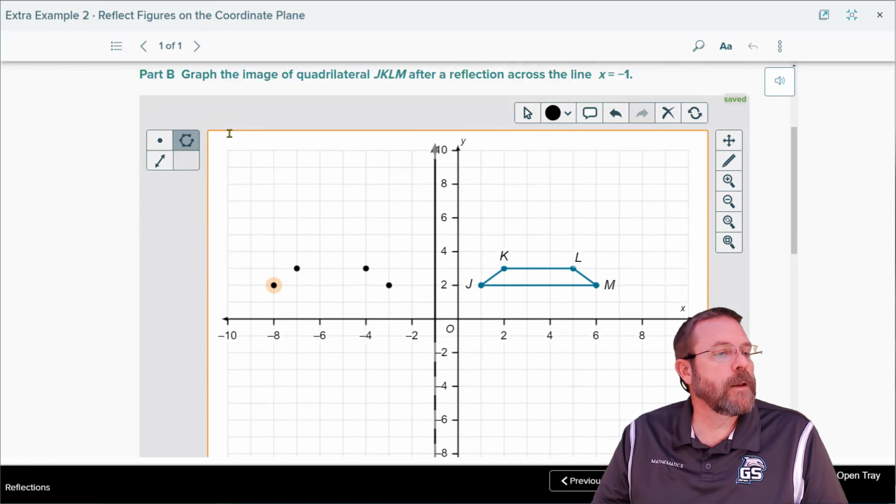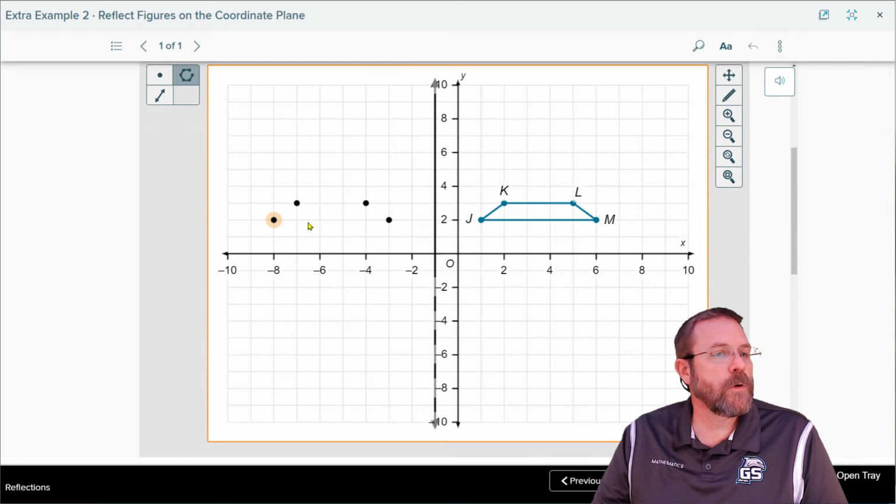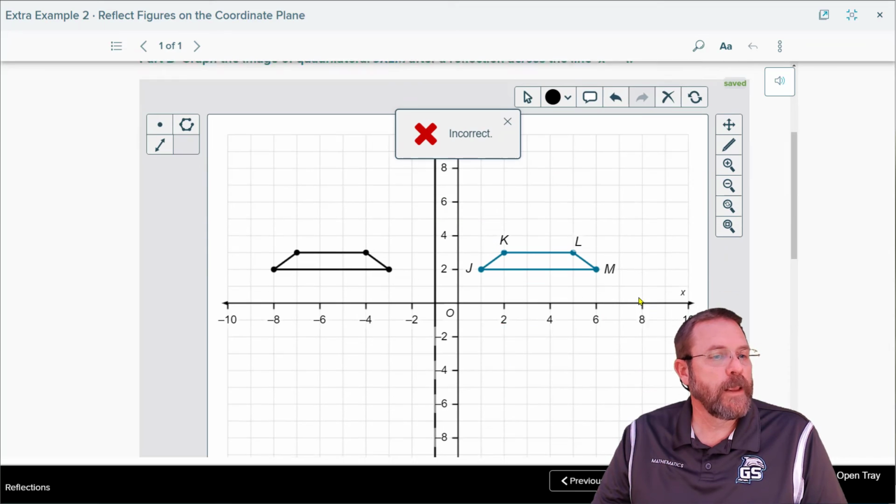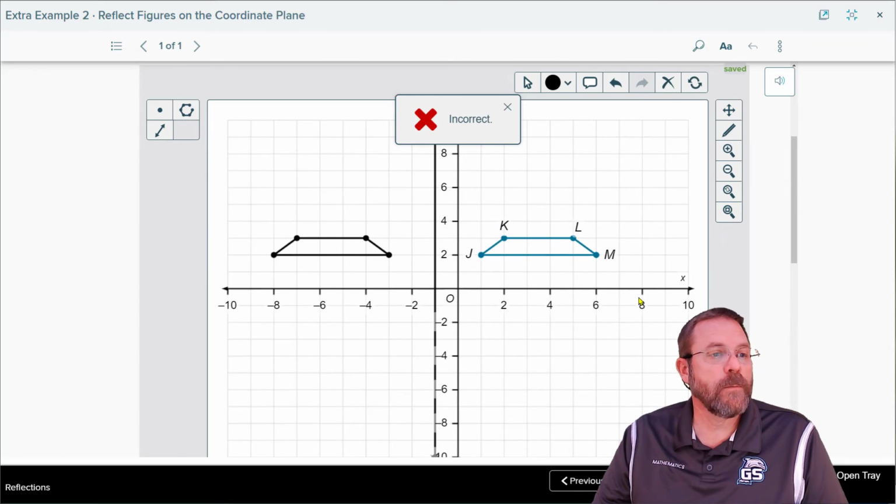Finally, we need to take and connect the dots. So I'm going to go from J to K to L to M and back to J. Let's see if it's going to give us credit. It says it's wrong. It's not wrong. It is indeed going to be the correct answer.